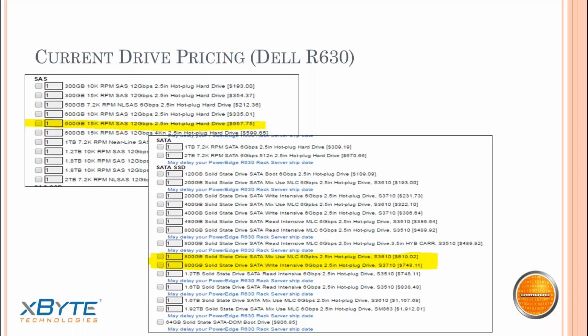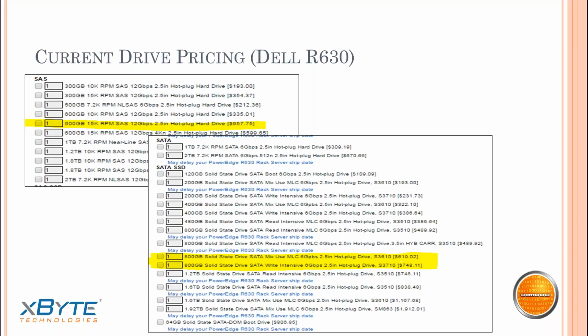And these are screenshots from the Dell site, of course without the highlighting. On the Dell site, you can see in the upper drive, the 615K 12 gig per second at $657. When you look down at the second piece, the 800 gig solid state drive, the Intel S3610 is at $619. Even going to the more write-intensive S3710, the second one highlighted, that's only $750.